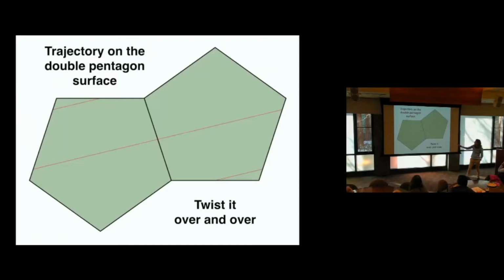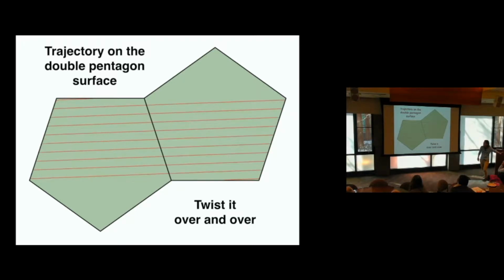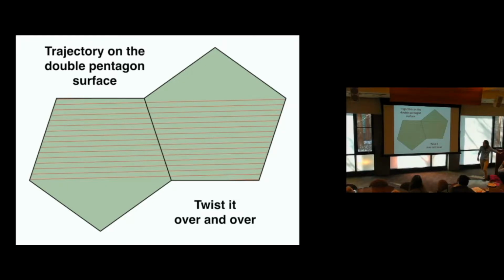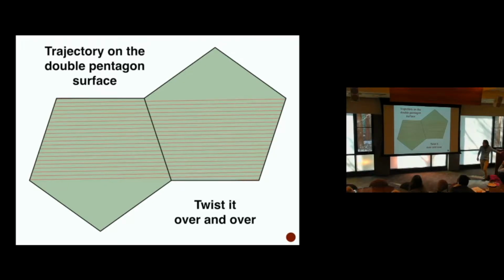We're going to start with a trajectory on the double pentagon surface, and we're going to twist it. You can imagine this as if you made a bagel out of dough, and then you twisted it over and over and over again; you can imagine it would get some sort of twist lines on it. That's what we're about to do. Ready? Here we go. Twist, twist, twist, twist, twist. This is what happens to our trajectory when you twist it over and over again. Okay, and so on.